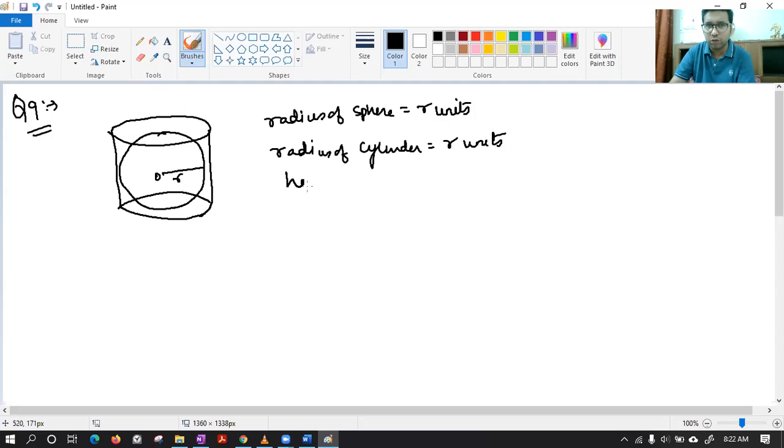Now what about the height of cylinder? Because in cylinder we require height also. What we can say about height? H only. That can be how much? H will be 2r. Why? Because H is like a diameter in this case. H is this much. And if you observe the radius r, this and this thing, they are combining, making your H, that is equal to 2r units.